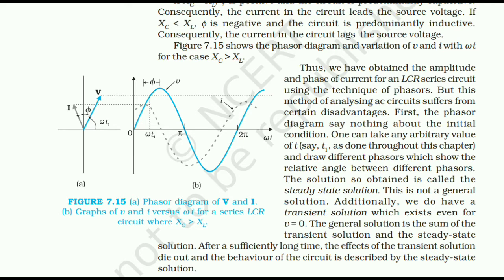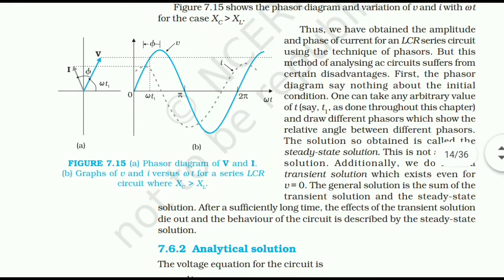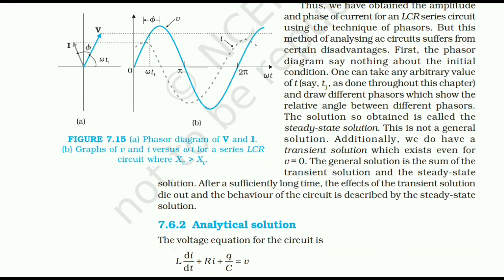First, the phasor diagram says nothing about the initial condition. One can take any arbitrary value of t, say t1, as we have done throughout this chapter, and draw different phasors for which the relative angle between different phasors is the same. The solution so obtained is called the steady state solution. This is not a general solution. Additionally, we do have a transient solution which exists even for v equal to 0. The general solution is the sum of the transient solution and the steady state solution. After a sufficiently long time, the effects of the transient solution die out and the behavior of the circuit is described by the steady state solution.